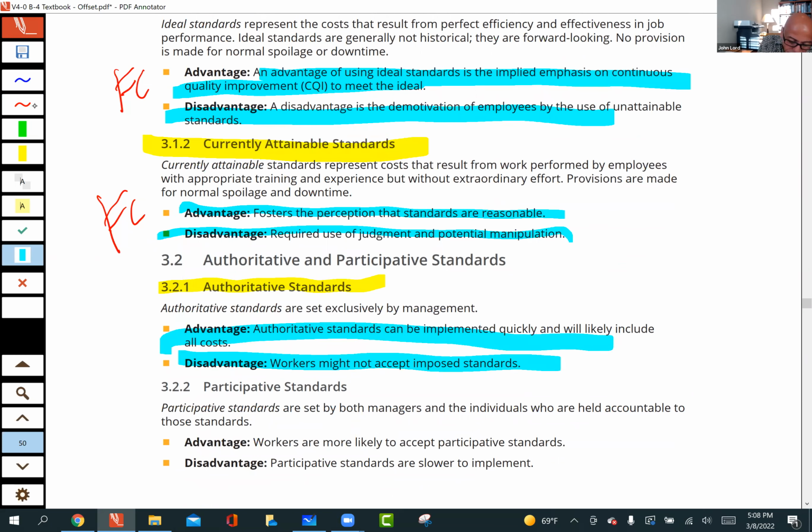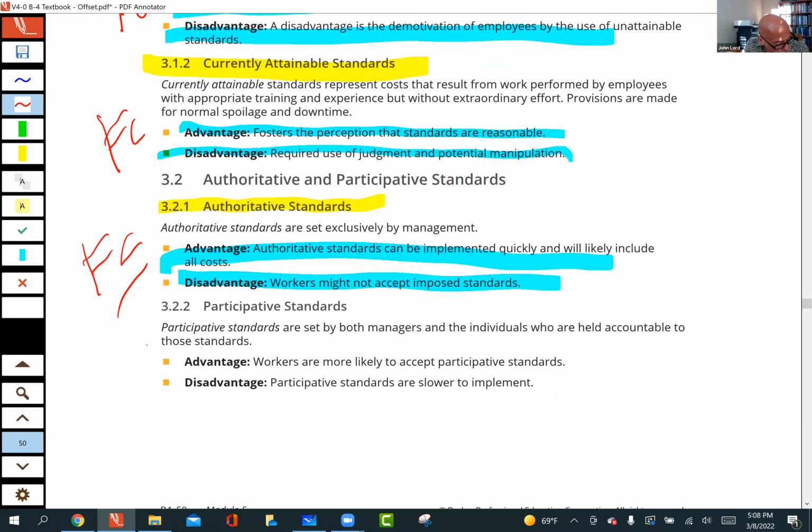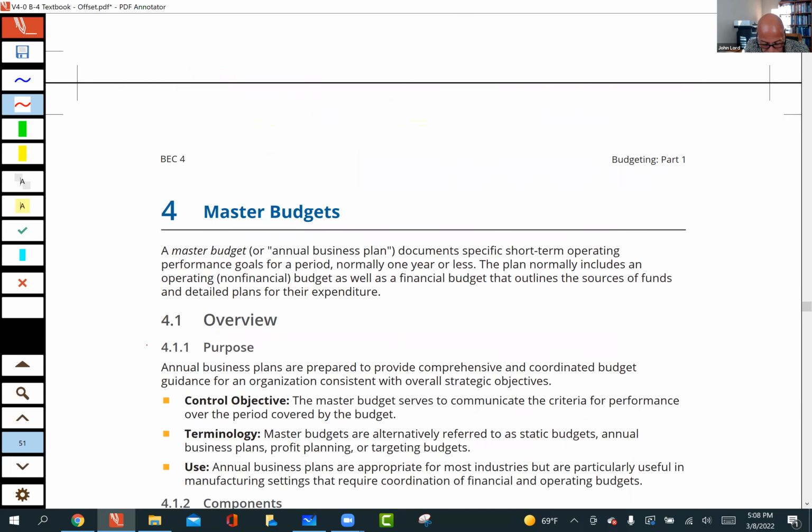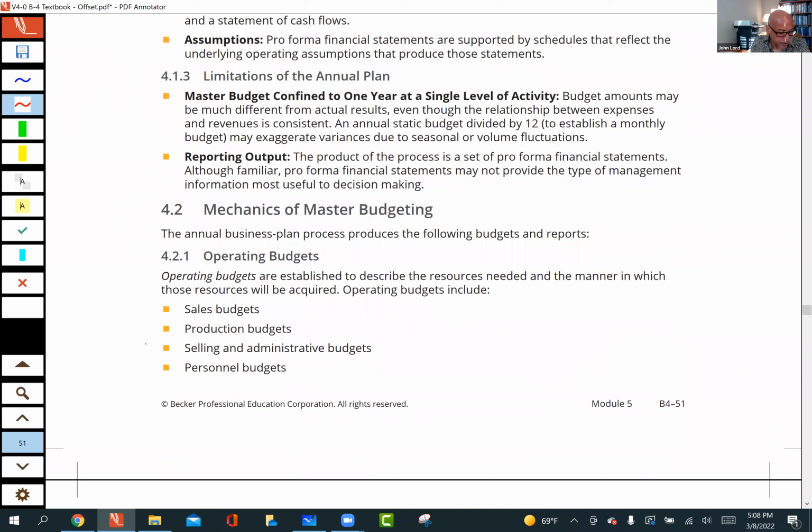So just flashcard it. Nothing terribly complicated about that, but make sure you have flashcarded it, because when you get to your task-based simulation and your written communication task, they really like to ask advantage and disadvantage type questions. Okay, good.